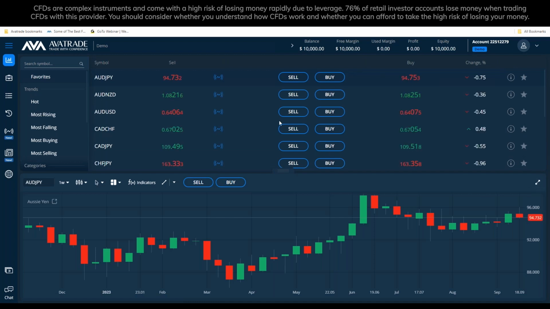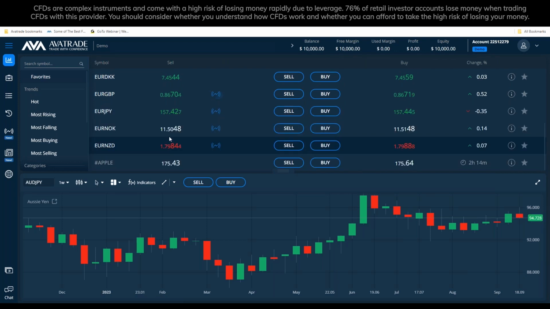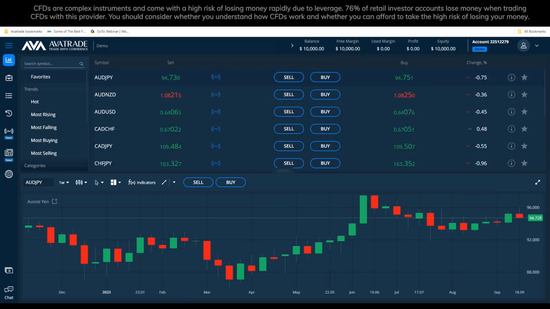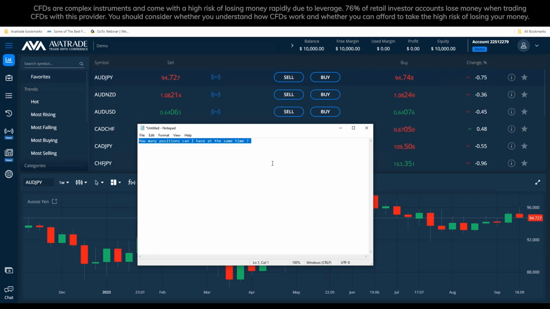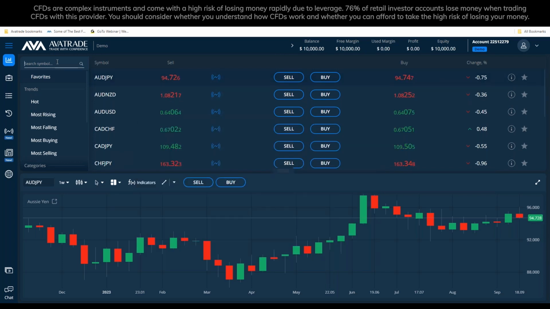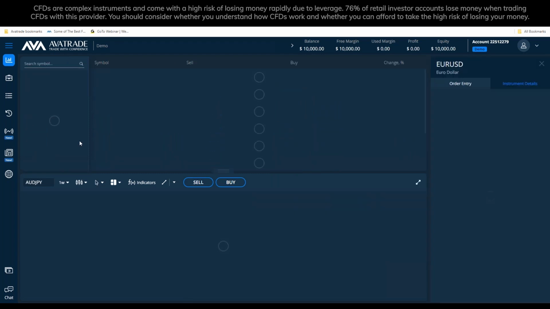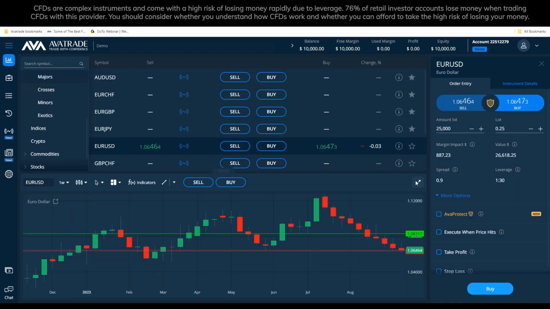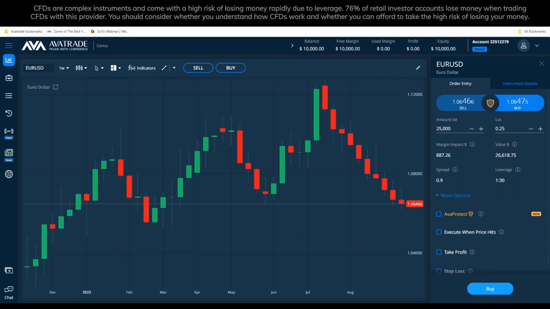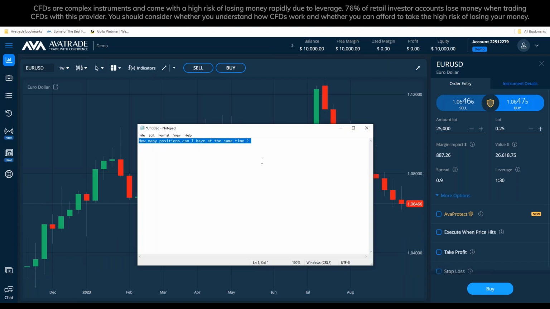Okay. So anybody knows, guys? Anybody knows the answer to this question? How many positions can I have at the same time? Is there an answer to that? And if there is, somebody knows it, I'd love to see the answer. Anybody, guys? This is a very simple question. How many positions can I have at the same time?